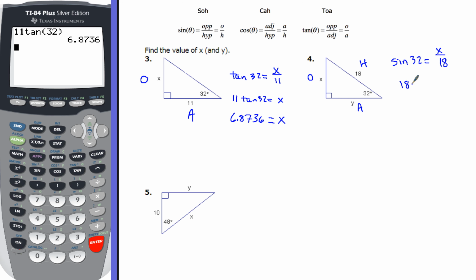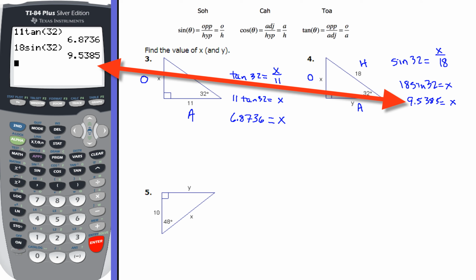So I'm going to have 18 sine 32 equals x, and then I'll key that into my calculator and get an approximate value for that. If you keyed that in correctly, you should get about 9.5385. So that's the value for x.